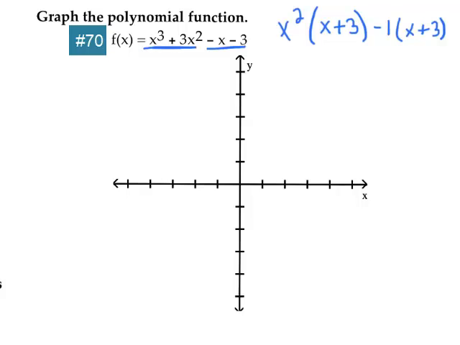And then we want to continue factoring by saying, okay, the x plus 3 goes in front from both of those parentheses, and we're left with x squared minus 1, which is what was outside of our parentheses. Now I can factor this again, because this right here is x plus 1, x minus 1.